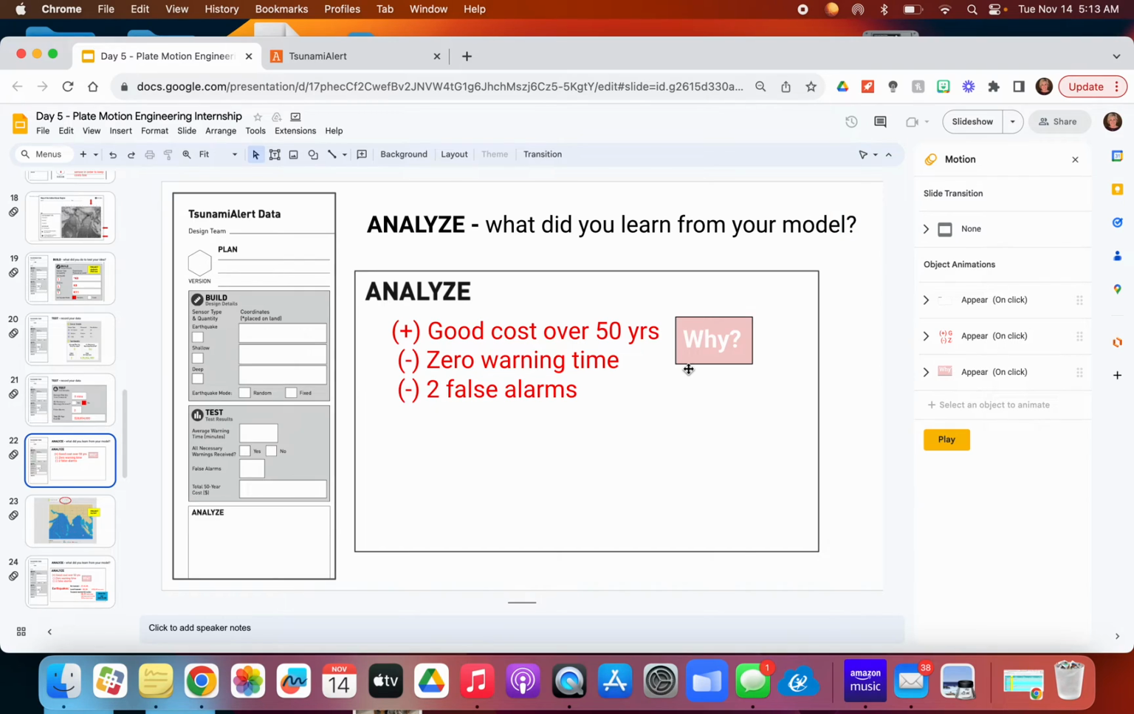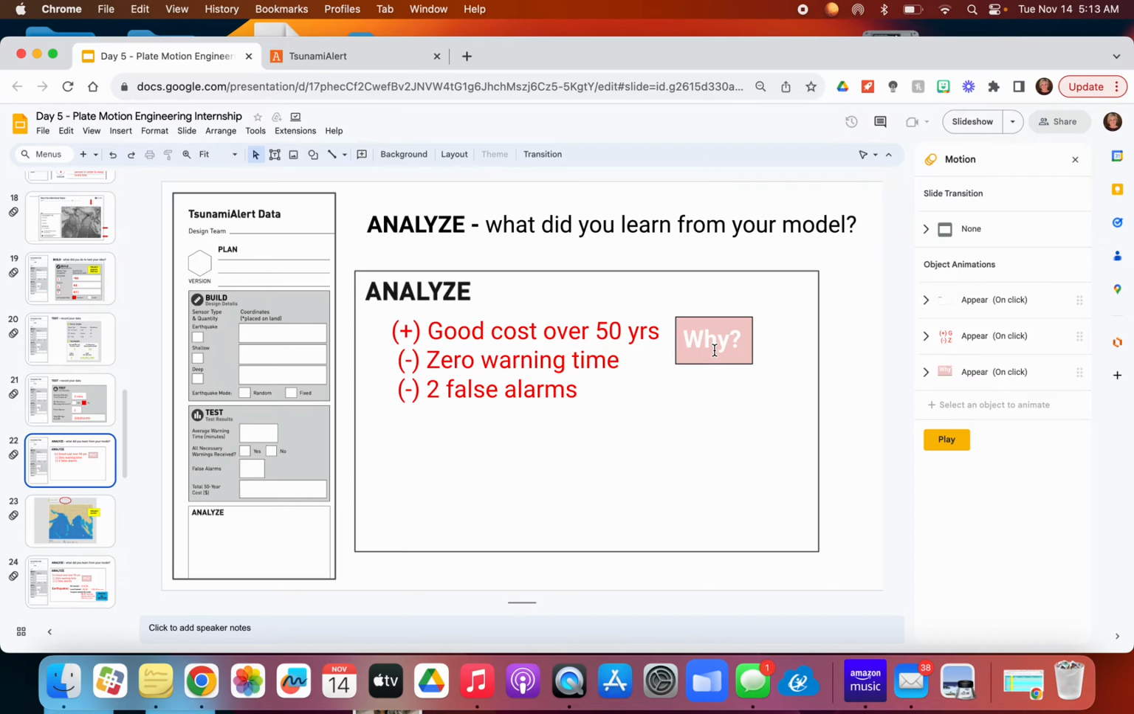This is my first one. So it's $500,000 every year for 50 years. Seems like it's okay, but I don't really have anything else to go on. So for right now, I'm going to say it's good cost. Not great, good. My warning times are horrible, and I have 2 false alarms. That's not good. So we've got to ask ourselves why.